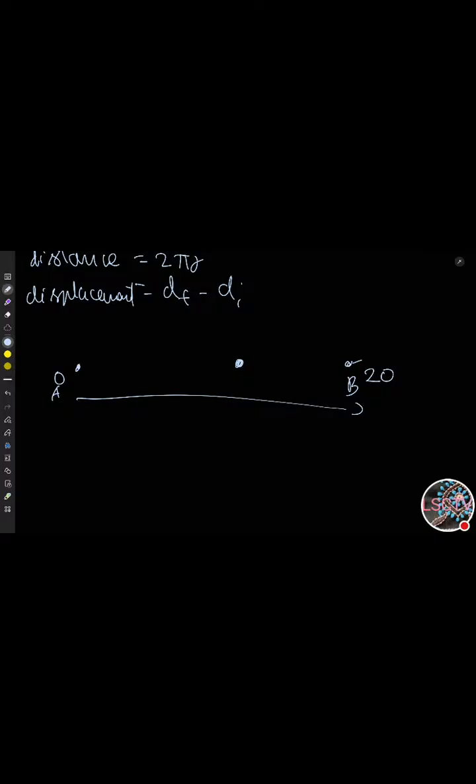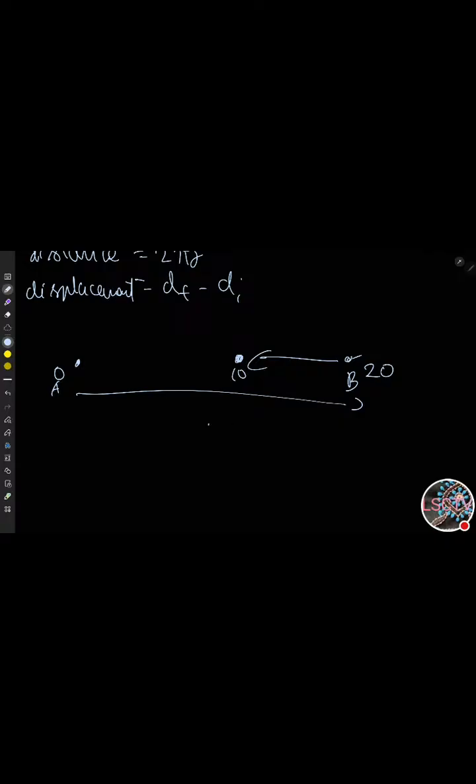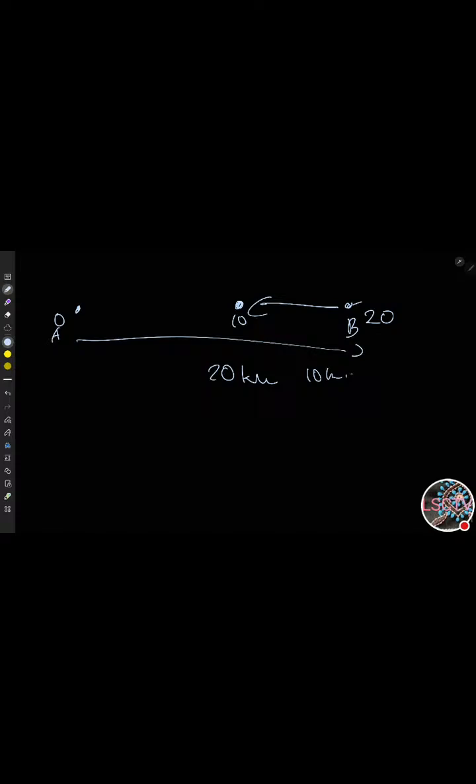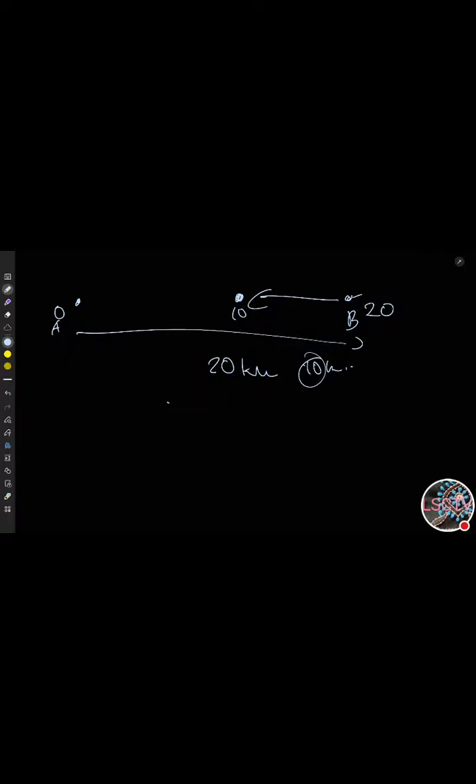So I go from A to B, 20, then I again come back 10, and I reach the point here, 10. Fine, so I have traveled 20 kilometers, then I come back 10 kilometers. Will this be negative or not? Because the final position is lesser than the initial position, it is of course supposed to be negative. It won't be positive. So 10 minus 20, minus 10 is the displacement. Okay, fine.